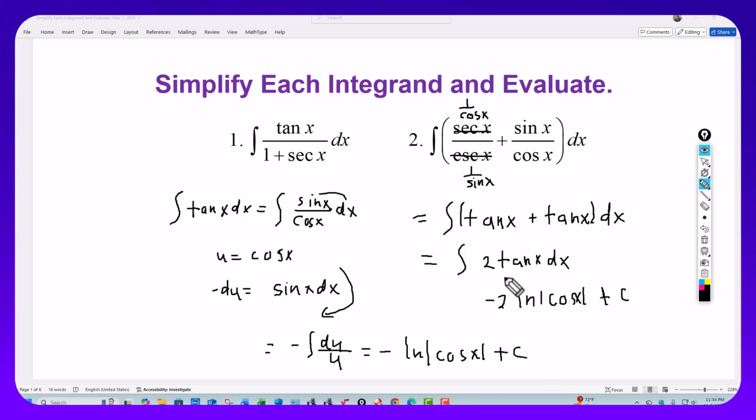Okay, so we use this formula for this one here, the integral of tangent of x, but then you have a 2 in front. So that's how we get this 2 here. But anyway, this is the answer for this one.